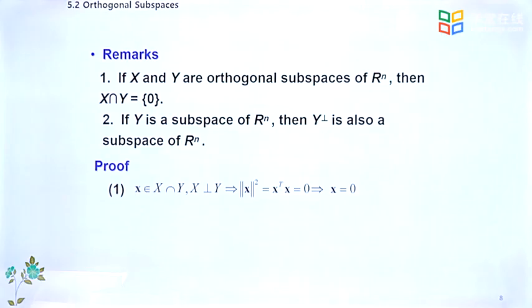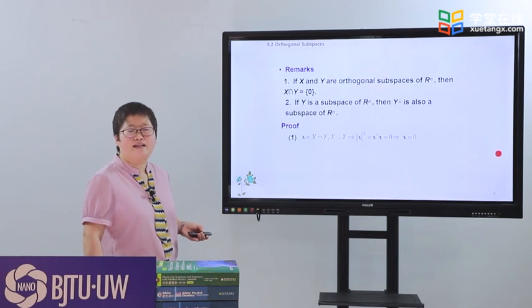The first one: let x belong to X intersect Y. Because X and Y are orthogonal subspaces, we know that the length of x squared just equals x transpose x. Because x is in subspace X and x is also in subspace Y, and they are orthogonal, by the definition it equals 0. So x transpose x equals 0. This implies x cannot be any other vector but the zero vector.